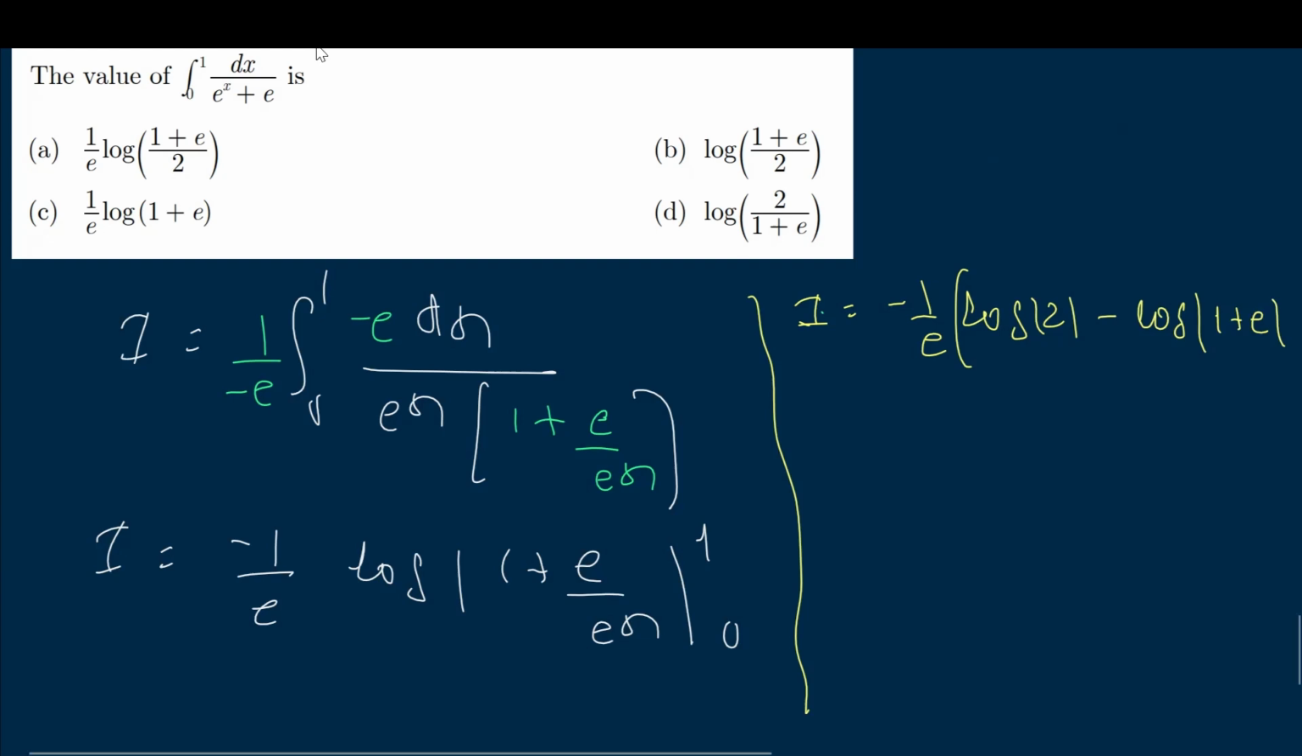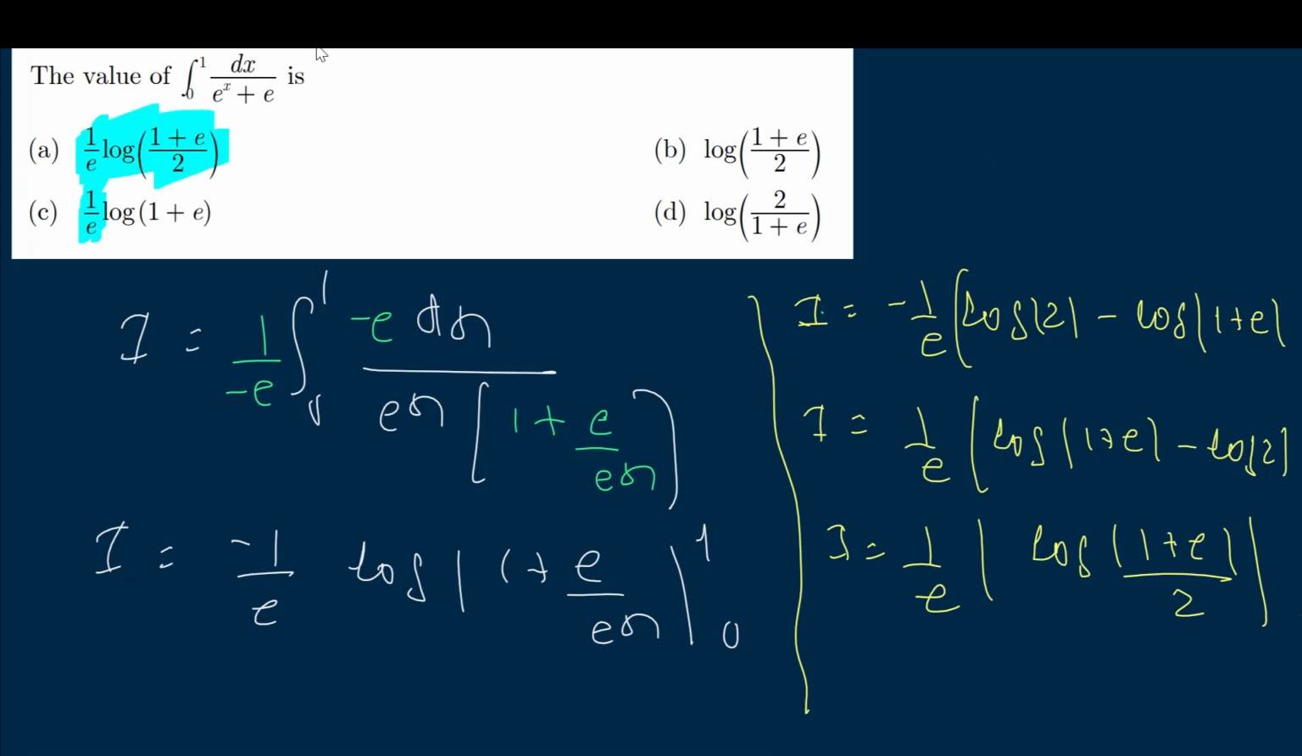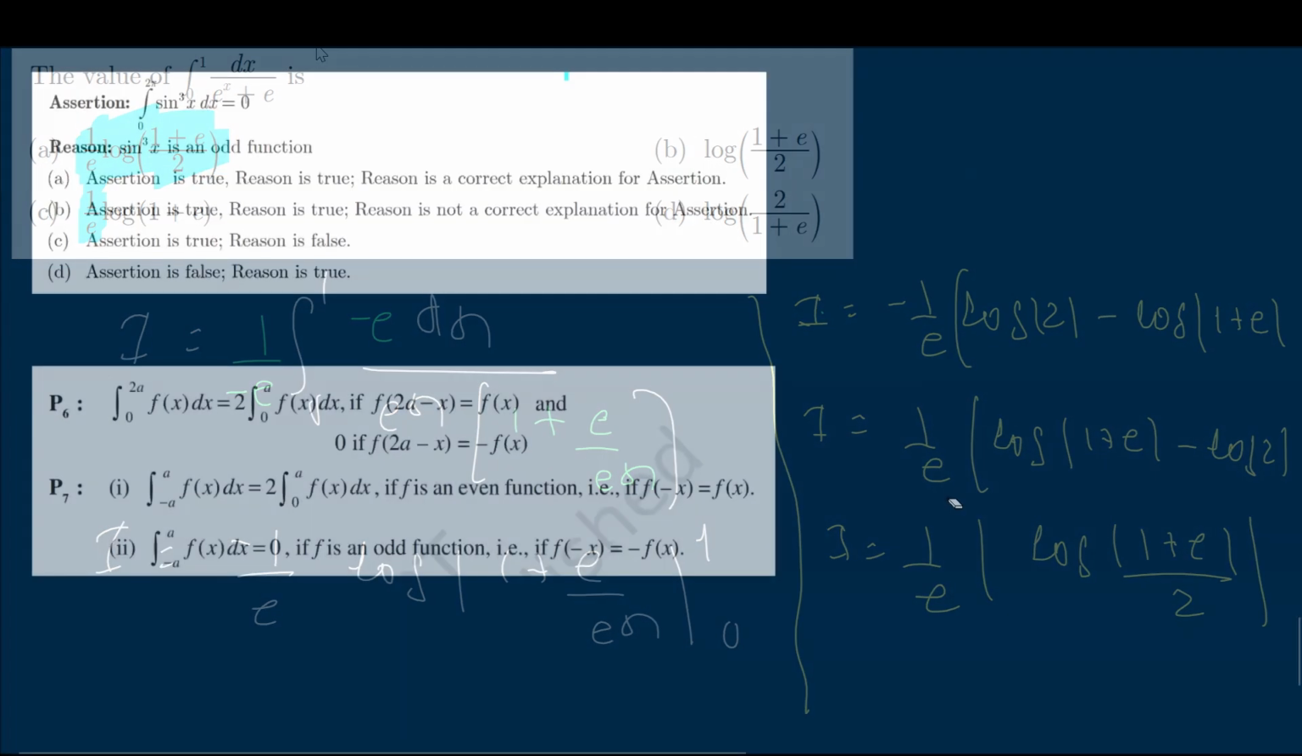Now when I check the options, we don't have anything with a minus, right? So I'll keep this minus inside. On inserting this minus, this will become positive. Let me write this down: positive log 1 plus e, and this will become negative, minus log 2. Here we can apply the property log a minus log b, which is log a over b. So this is log of 1 plus e over 2. Yes, option A is correct: 1 over e log 1 plus e over 2.